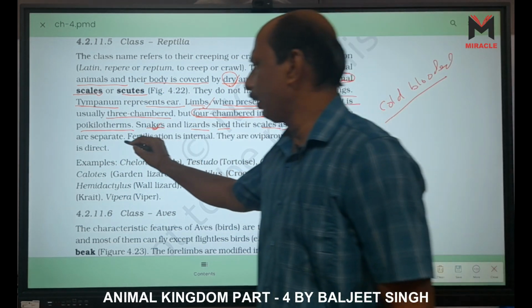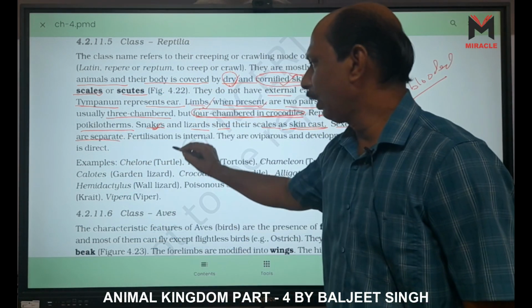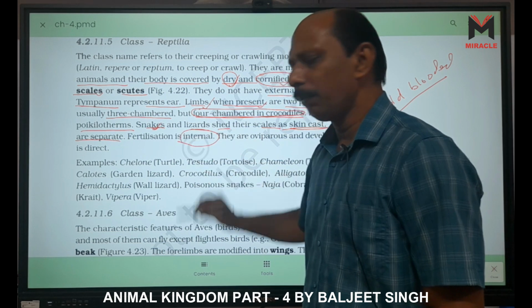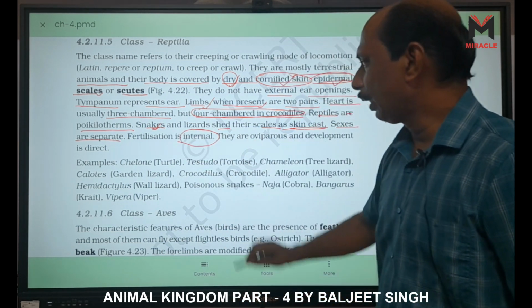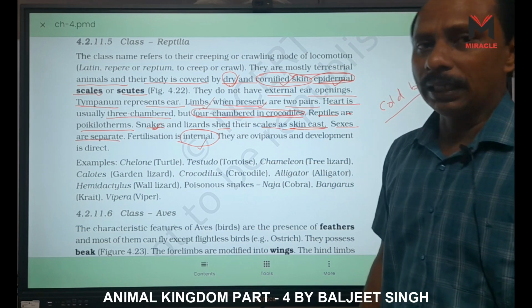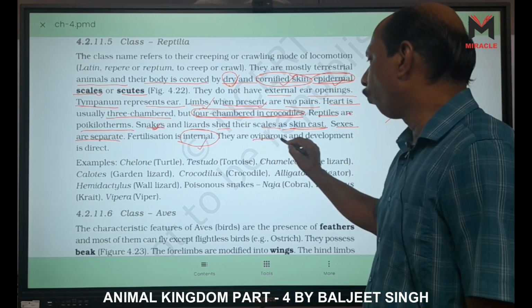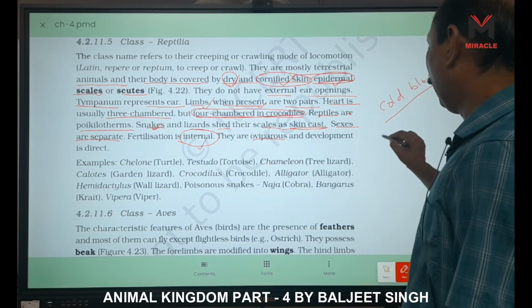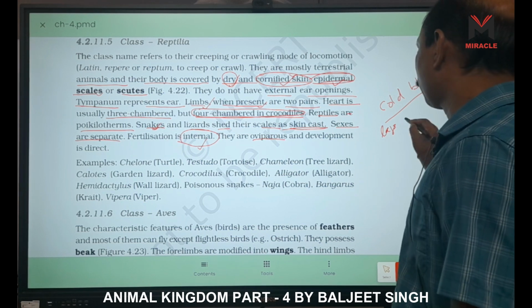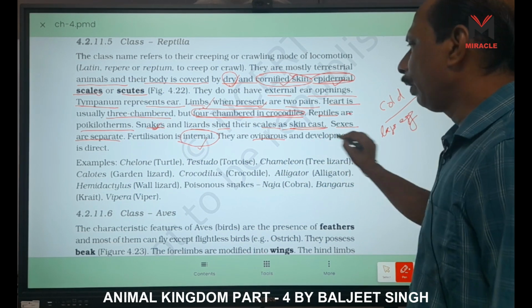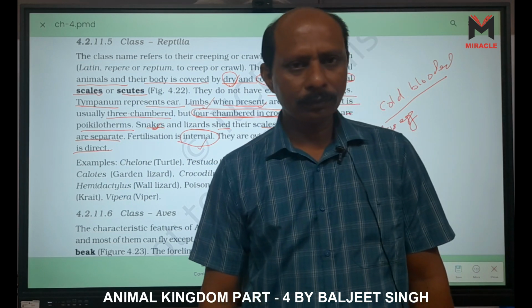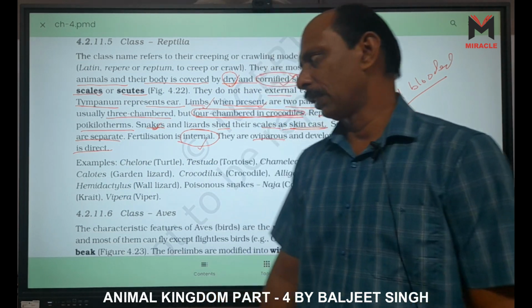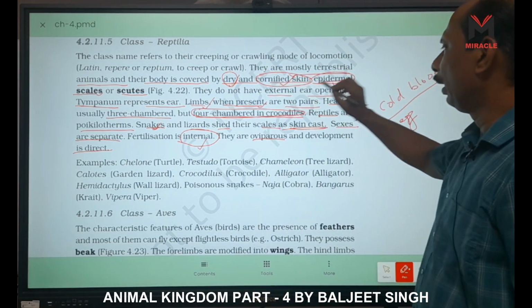Sexes are separate, meaning unisexual. Fertilization is internal, but in amphibians what happens? In amphibians, fertilization is external, but in reptiles, fertilization is internal. They are oviparous, meaning they lay eggs, right? And development is direct. Direct means no larval stage is present. Other things are also there because they are reptiles.